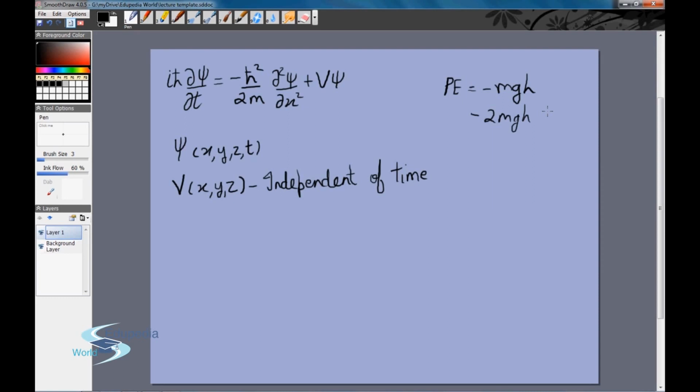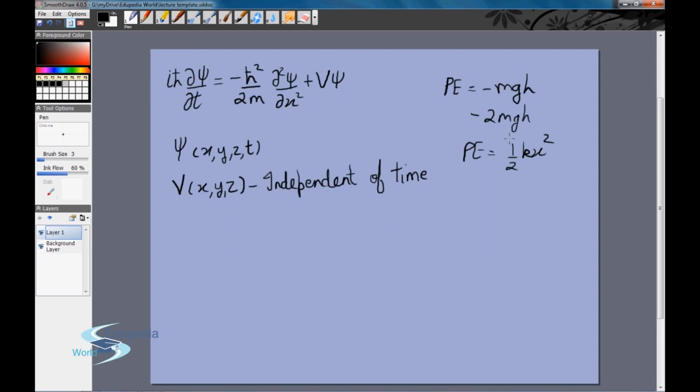Let's say a particle is attached to a spring. In that case, the potential energy is always half kx squared. Now, of course, as the position changes, x will change and the potential energy will change. But the formula does not depend on time. The formula is half kx squared. So this is again a case of potential energy independent of time.